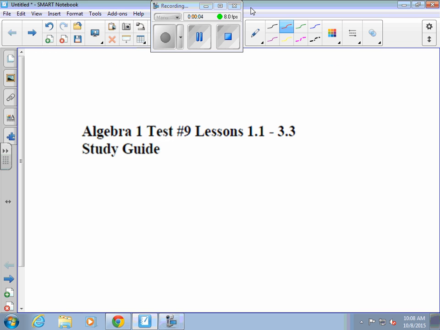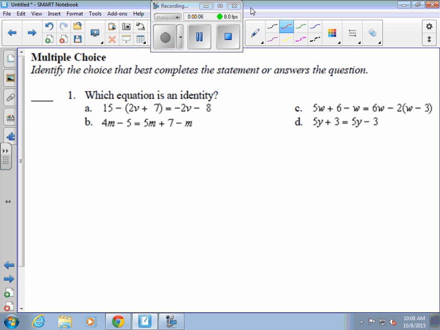This is Algebra 1, Test 9 through Lesson 3.3 Study Guide. Which one is an identity? Which one is going to be exactly the same on the left side and the right side?